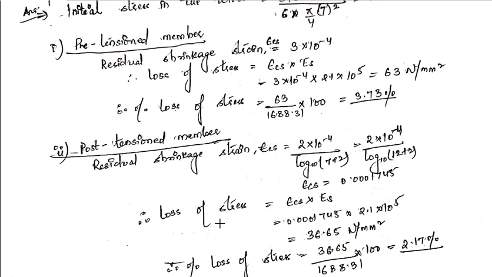Now, therefore, the loss of pre-stress will be epsilon Cs into Es. Epsilon Cs is the residual shrinkage strain, which has come out to be this. So just put the values. The loss of pre-stress will come out to be 36.65 Newton per mm square. Therefore, the percentage loss of stress will be the loss of stress due to the shrinkage divided by the initial pre-stress into 100, which will come out to be 2.17%.